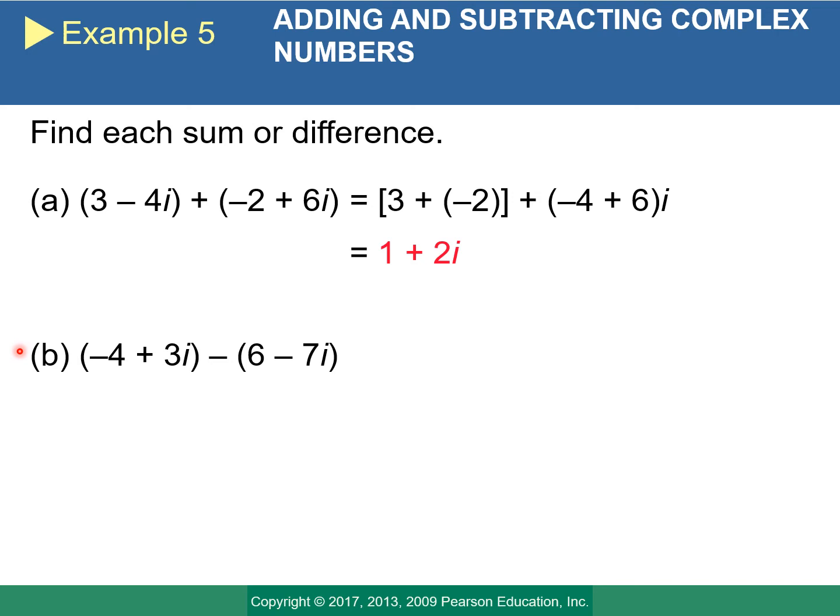Okay, so on part B, same thing we've been doing, combining real with real, imaginary with imaginary. So you're going to combine -6 with -4 with -6, and then you're going to combine 3 with -7. But be careful, you're subtracting this time, so it's 3 minus -7. So you're actually going to add those ones. And so we end up having -10 for the real part plus positive 10i for the imaginary part.